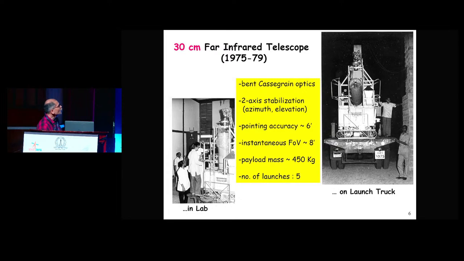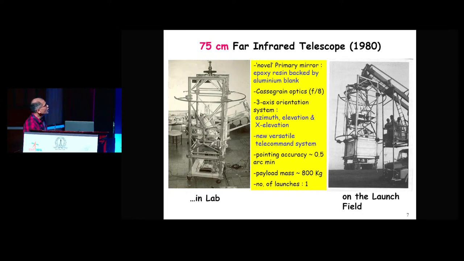This is a photograph of the 30 centimeter far-infrared telescope, with a very moderate diameter. At that time we had only two axis stabilization, and pointing accuracy was very coarse. This telescope was flown 5 times from Hyderabad to study star forming regions in the far infrared wavelength. Then it was upgraded to 75 centimeter in the 1980s.